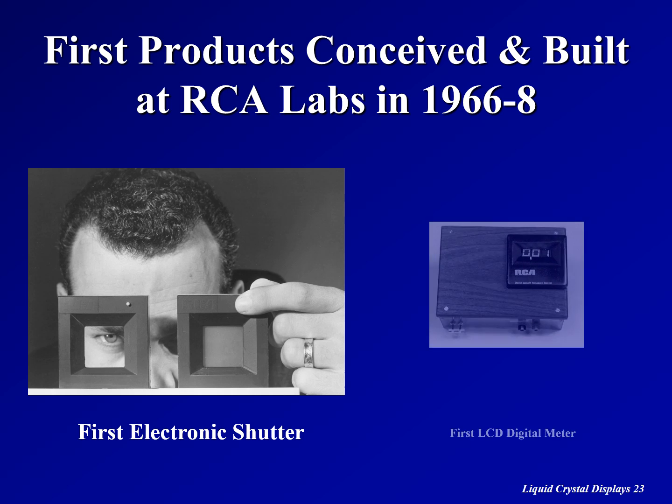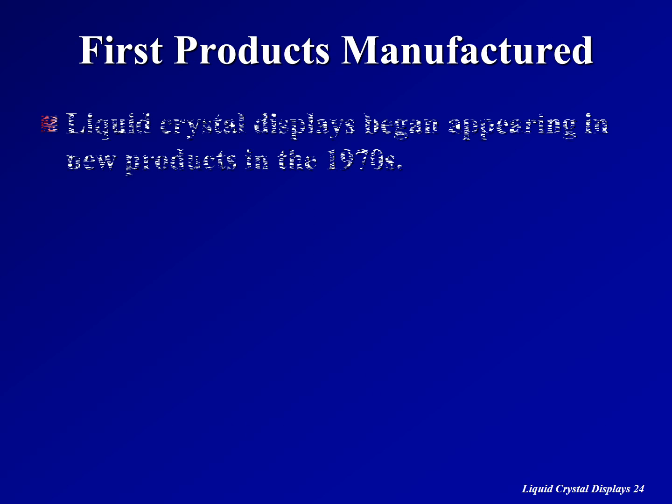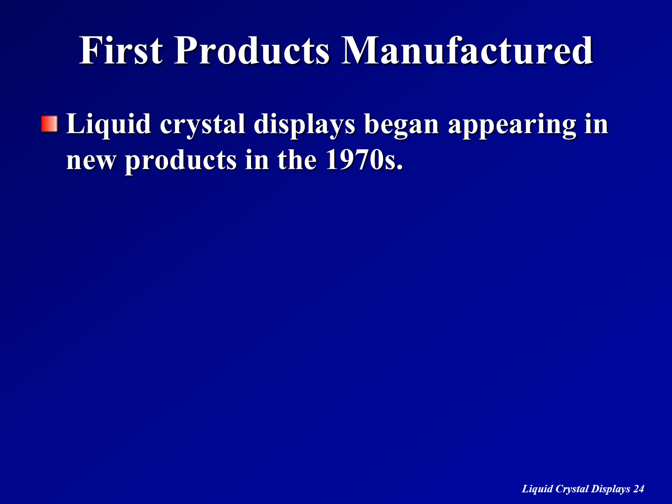On the right is a photo of the first digital electronic multimeter using a liquid crystal display. Note the large size of the meter. Today, some multimeters using liquid crystal displays are available in such small sizes that the whole unit can fit in one hand. After RCA reported on its development of liquid crystal displays in 1968, some of the first products using the displays were manufactured and sold by various companies beginning in the early 1970s.